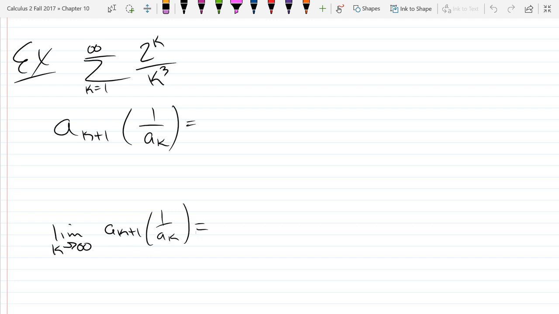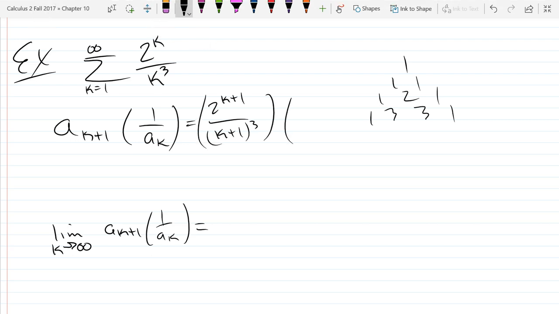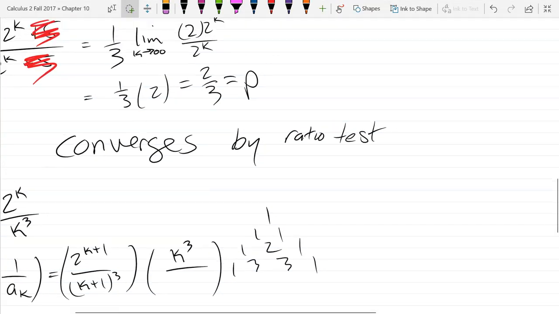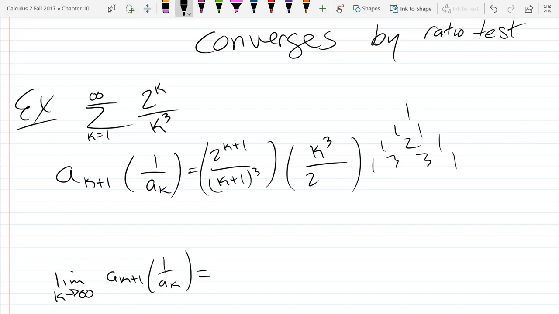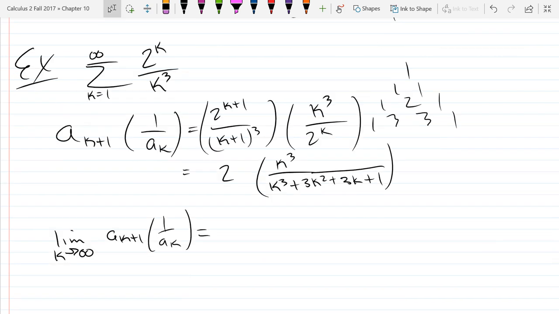Yep. And so you could multiply it out. So one plus k, cubed, parentheses again. So I'm skipping algebra steps using the Pascal's triangle and cubing.